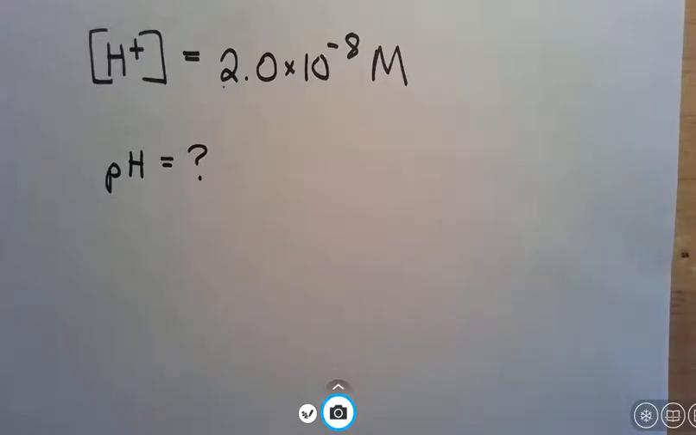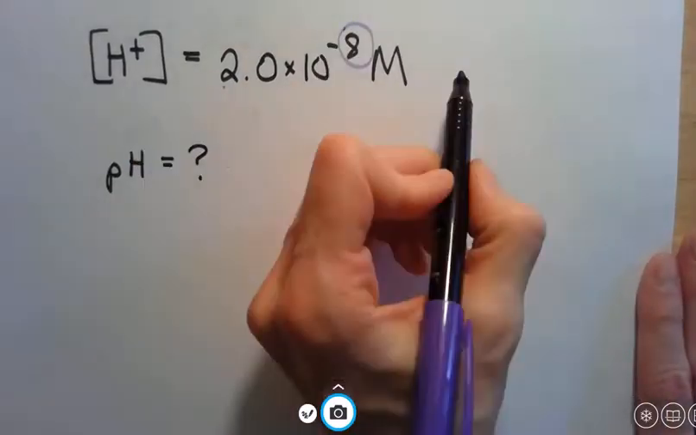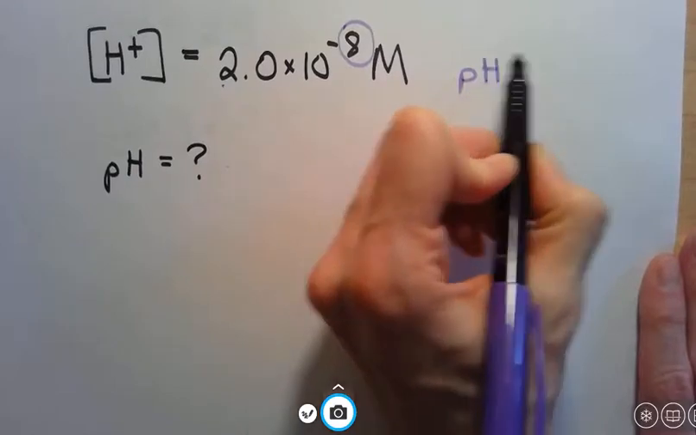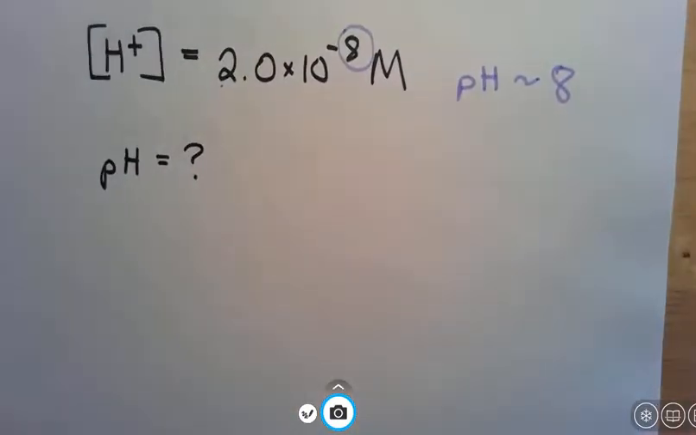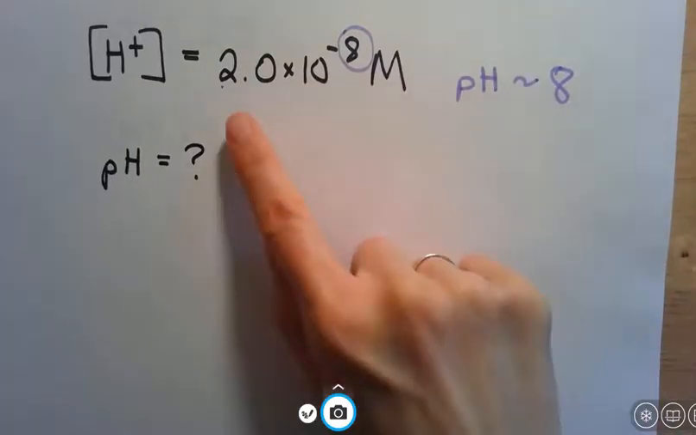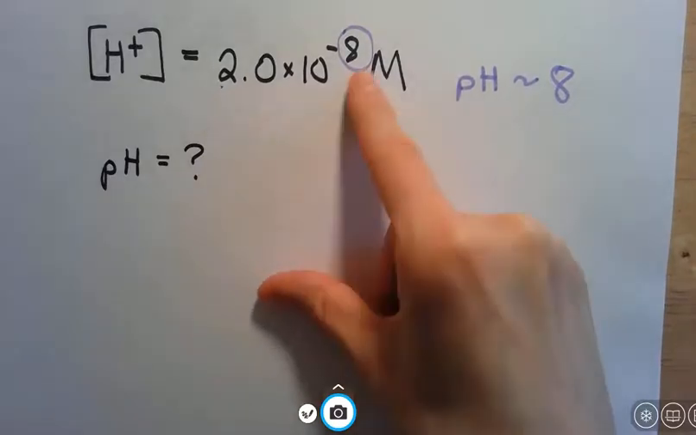I actually don't have a way to do this directly just by sight. I could estimate here that my pH value should be pretty close to a value of 8. This is just a little bit basic, but what's complicated about this one is that it has a number out front here, and it's not just 1 times 10 to the negative 8th.